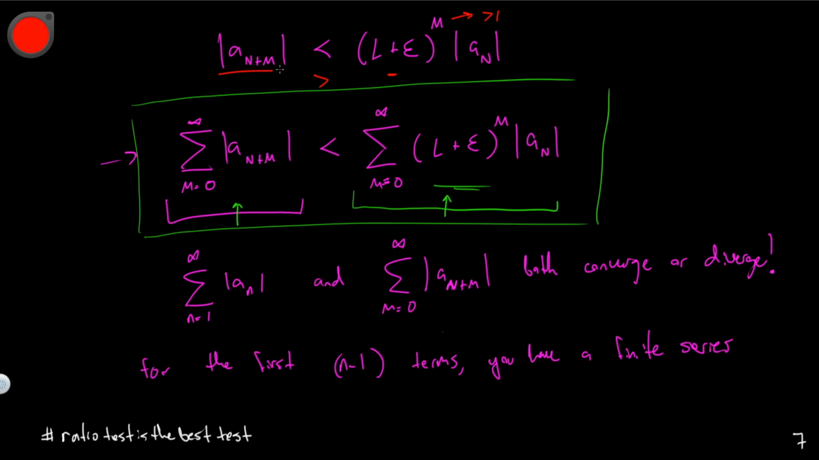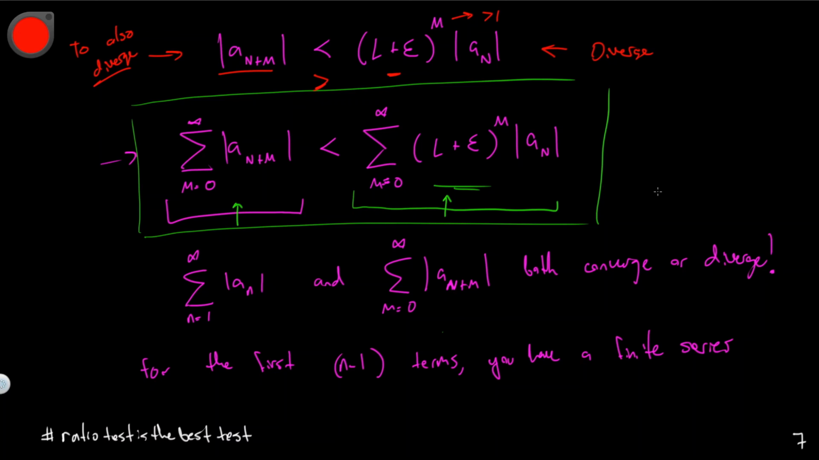And so my sequence is greater than a geometric sequence that has ratio greater than 1. So this thing will diverge, forcing this thing to also diverge. All right, the reason why I'm doing this is I'm not going to do the second part of the proof. I'll leave that to you if you so desire.